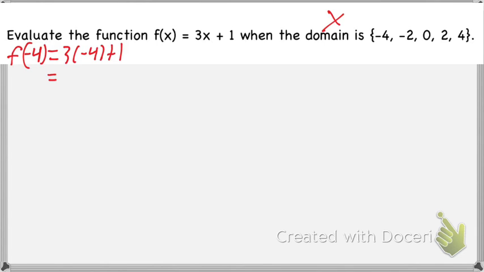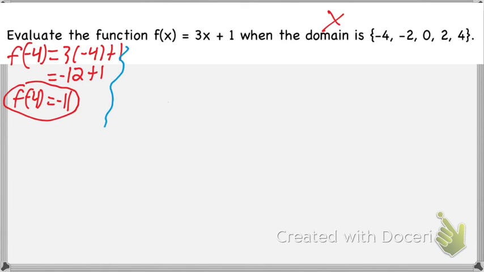All right, and then do I do my 3 times 1 or no? No. Why not? Because that's the next step. Okay, because 1's outside the parentheses, right? So I have negative 12 plus 1. So what is f of negative 4? Negative 11. So we're just saying, hey, when we plug in negative 4 for x, the y, or f of x we get out, is negative 11. Let's do the next one.